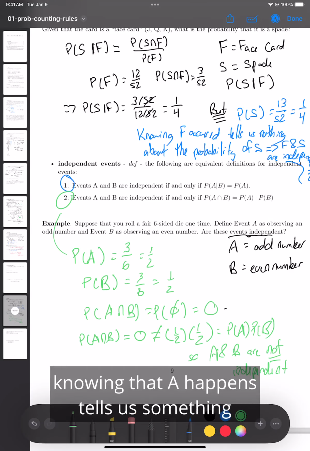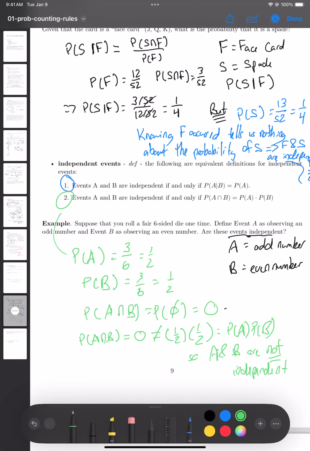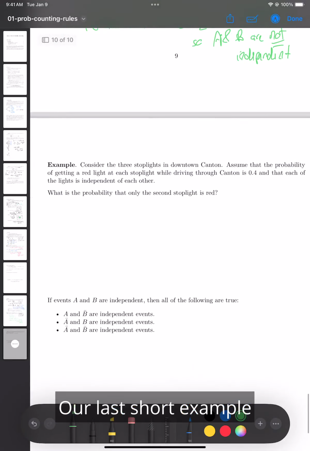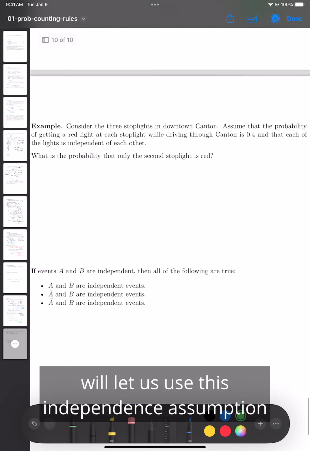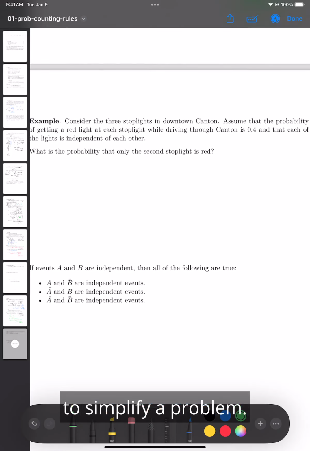So in other words, knowing that A happens tells us something about the chances of B and vice versa. Our last short example will let us use this independence assumption to simplify a problem.